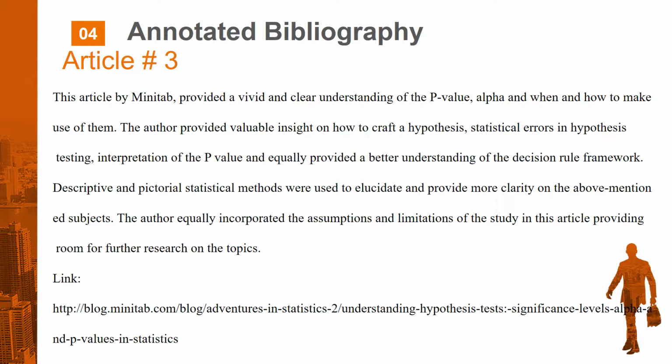We saw the use of descriptive and pictorial statistical methods here in the elucidation process and clarity provision on the above subject matter. The author equally incorporated the assumptions and the limitations in this study, providing room for further research on this topic. We also have the link here below.